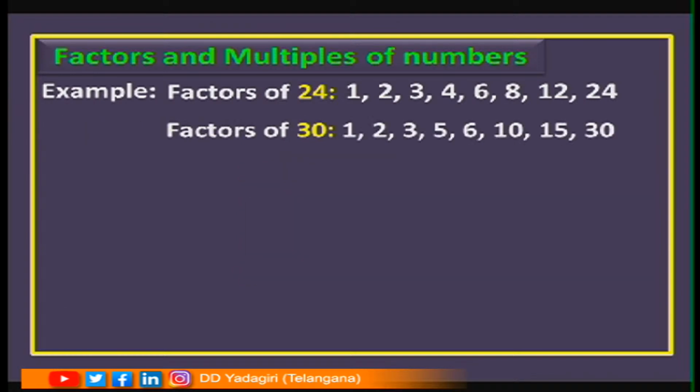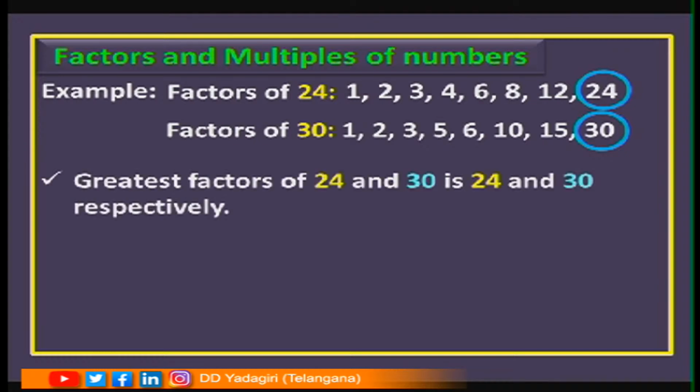Now, let us summarize the concepts we have learned, children, from these examples. If you notice, in the first one, factors of 24, the highest factor is 24. And what about the next one, children? Yes, in factors of 30, the highest factor is 30. That means the greatest factors of 24 and 30 are 24 and 30 itself, isn't it, children?